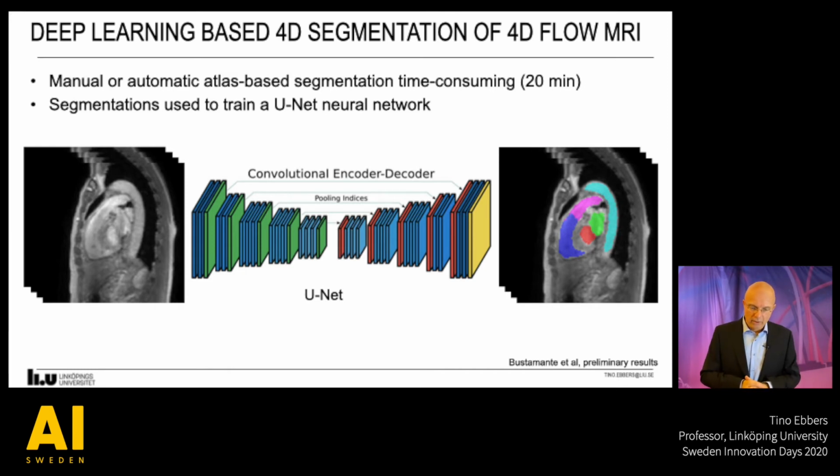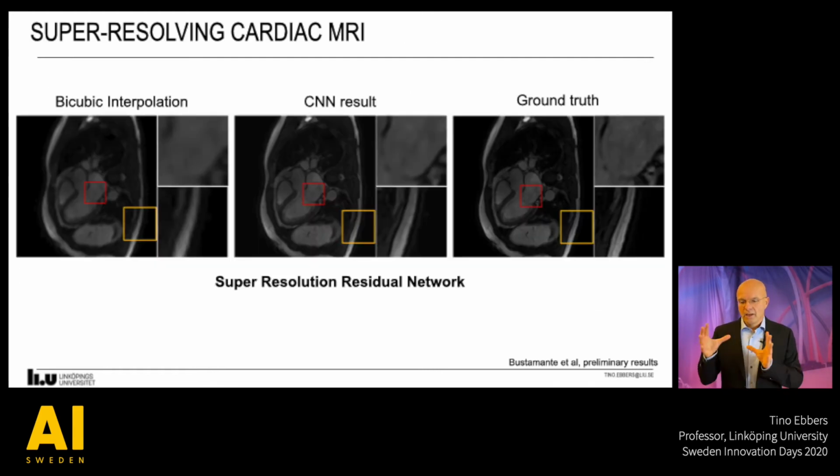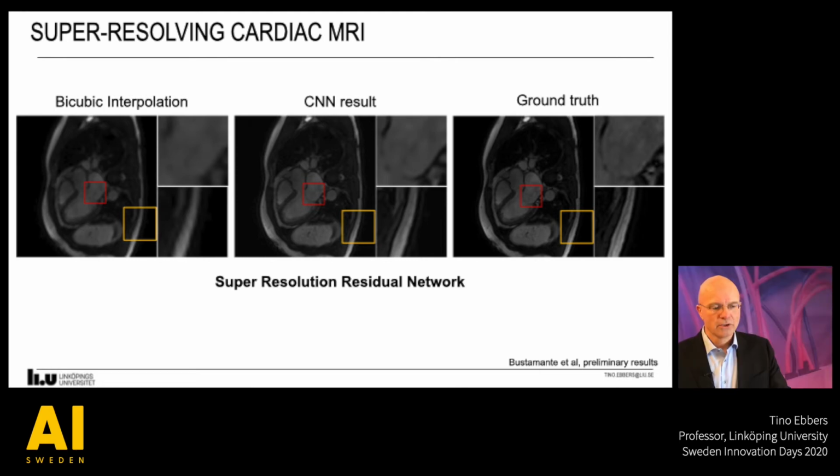So also here, AI can help speeding this one up and even get better segmentations, which we have shown here, in which we now use these improved images, and we get segmentations of different parts of the heart using a UNet neural network. So now I have improved the images, but now is the question, can we also reduce the measurement time? Because that's still a big problem.